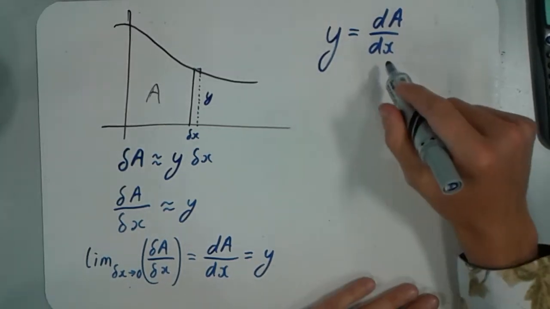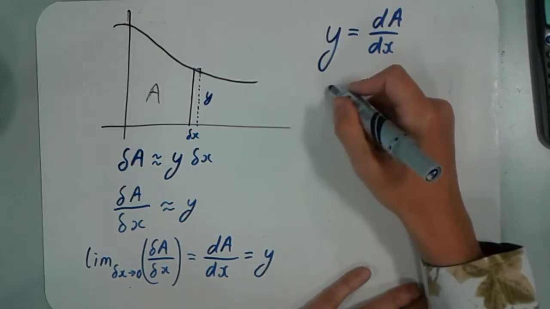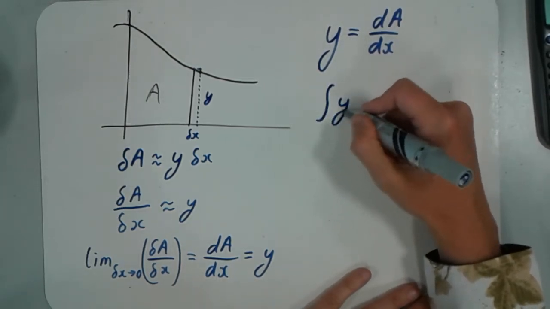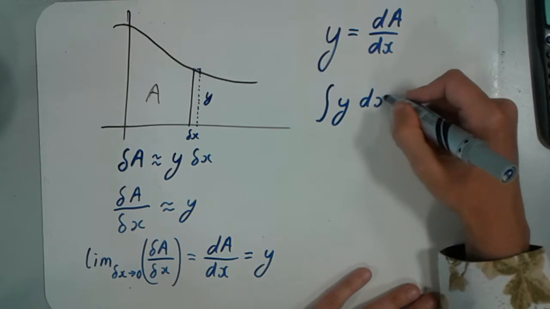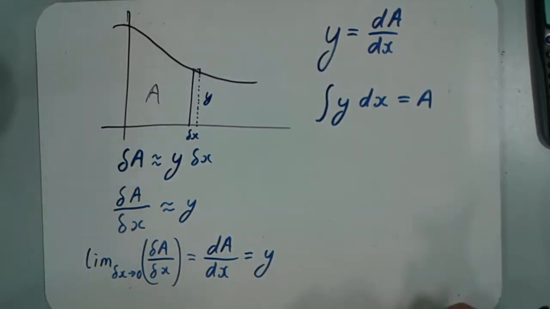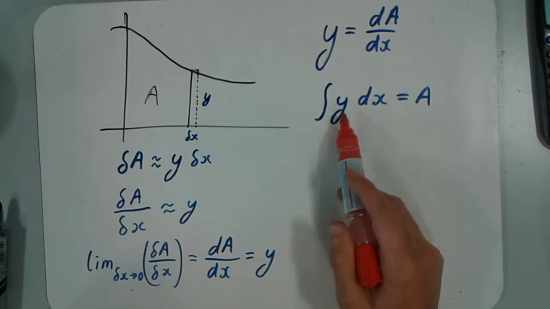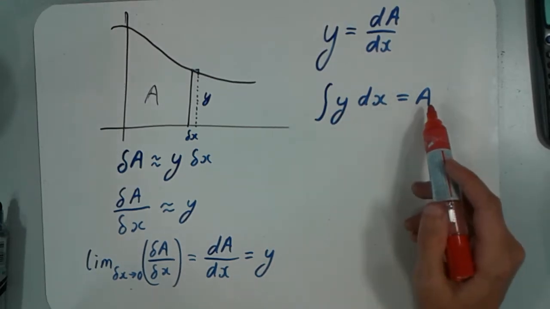But I do know how to undo differentiation. Now that I know integration, that tells me that if I integrate the function y with respect to x, I will be left with the area. You can kind of think of this as a fraction that you multiply up by the dx, and then you'll get the integral of y dx is A.